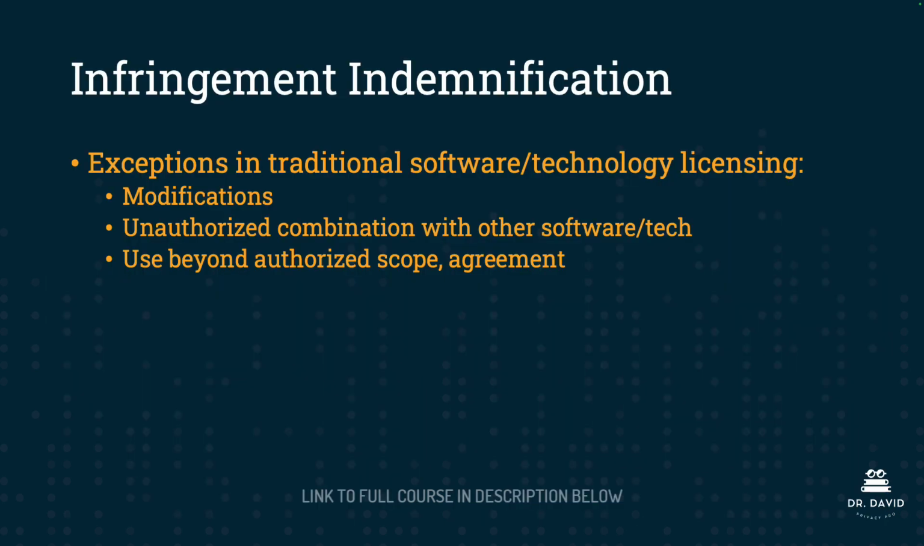Our final note here is on infringement indemnification. There are a number of cases where, if an organization is indemnifying another, that clause may be voided under certain circumstances. Exceptions to traditional software and technology licensing have voided indemnification protection when that software is modified, when there is an unauthorized combination of that software with another software or technology, or when that software, that system, is being used beyond its authorized scope and beyond the agreement between those organizations.